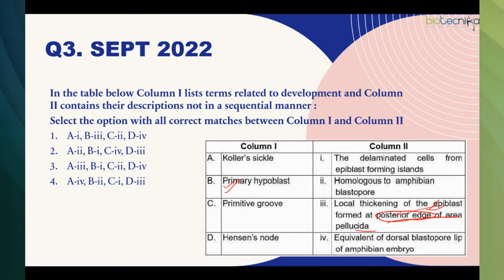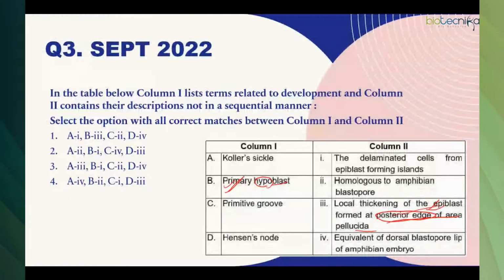Then the primary hypoblast. Hypo means down, the cells which are present below the epiblast. And they in fact come from the epiblast only. From this epiblast, a few cells are released. They delaminate, which means they leave this epithelium and come out as loose cells. Later, one more layer of cells starts migrating from the Koller's sickle and forms a layer underneath, which is called the hypoblast. So B will be 1, A will be 3.